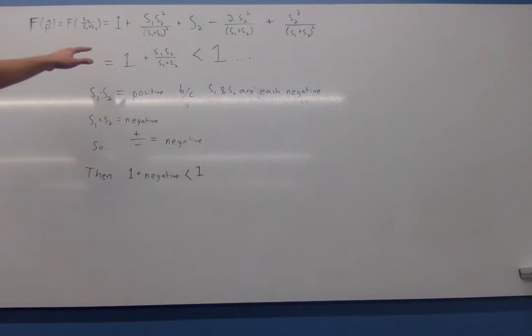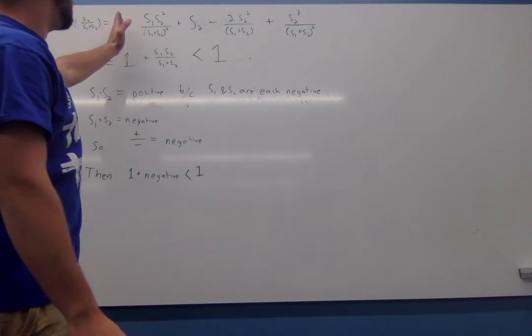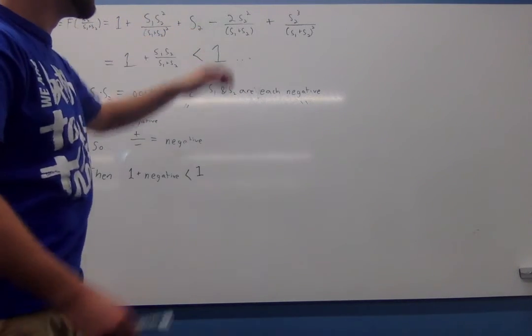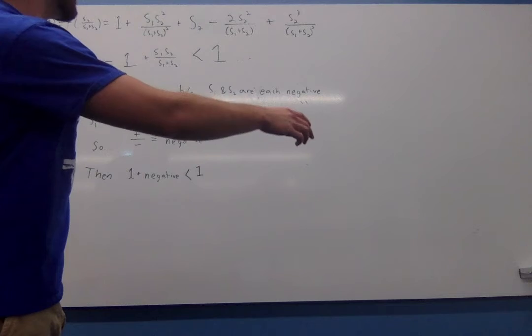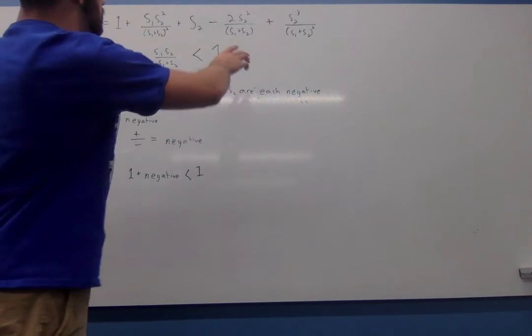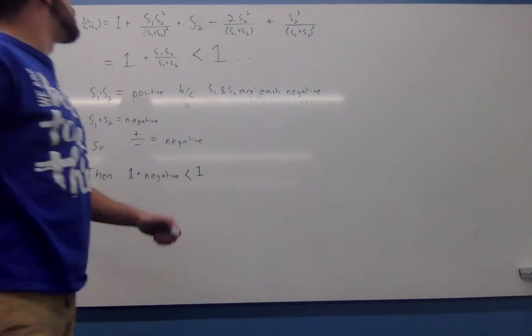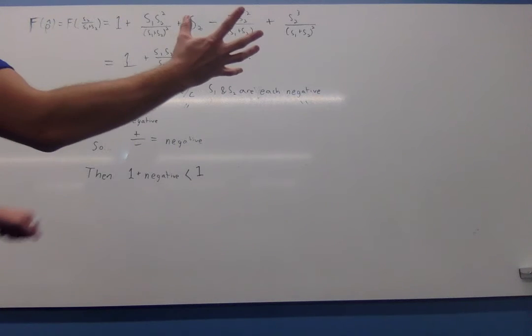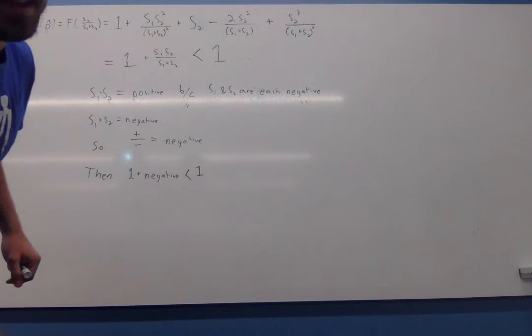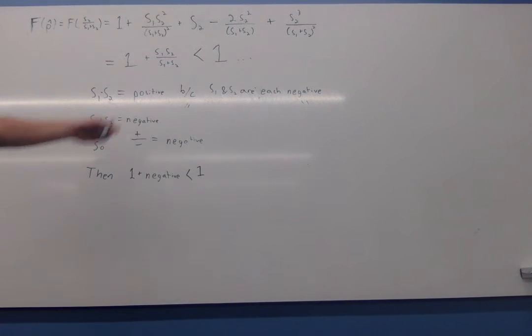I'm going to describe the way I did it. What I did was, for everything besides the 1, I got it all as a factor of S1 plus S2 squared, so I had all of them under the common denominator, and I added it all together and simplified, and that's what it gave us.